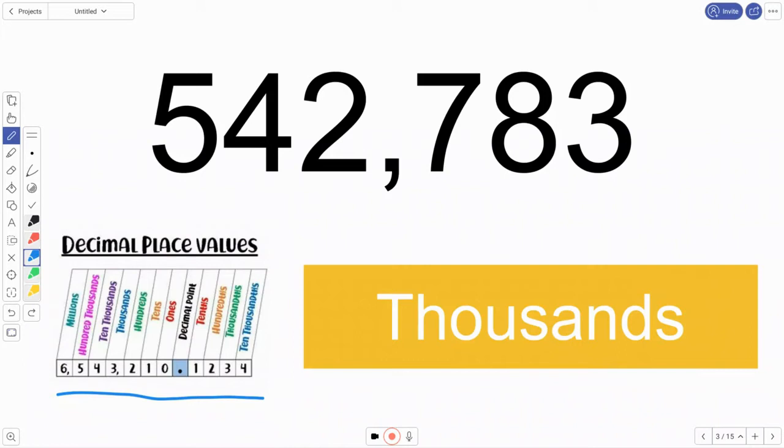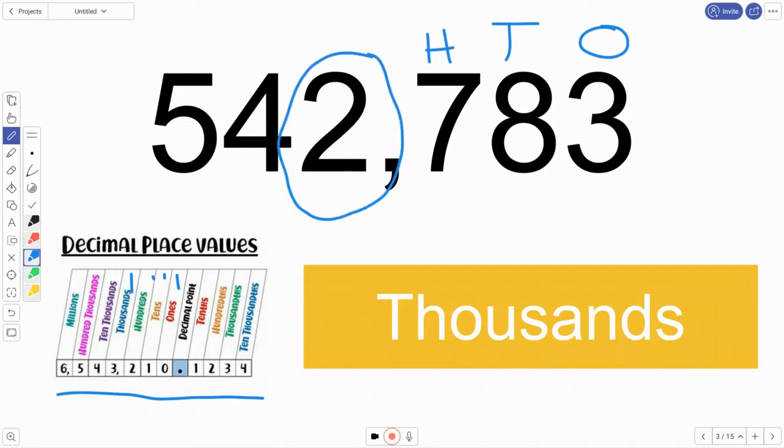All right, so I need to find the thousands. I know that this first number, if I look at my chart right here, the first number is a 1. So I know that that's not the thousands. Then it's tens. Then it's hundreds. And I use my chart and I see that the fourth number over is thousands. So what digit is in the thousands place? Well, that digit is 2.